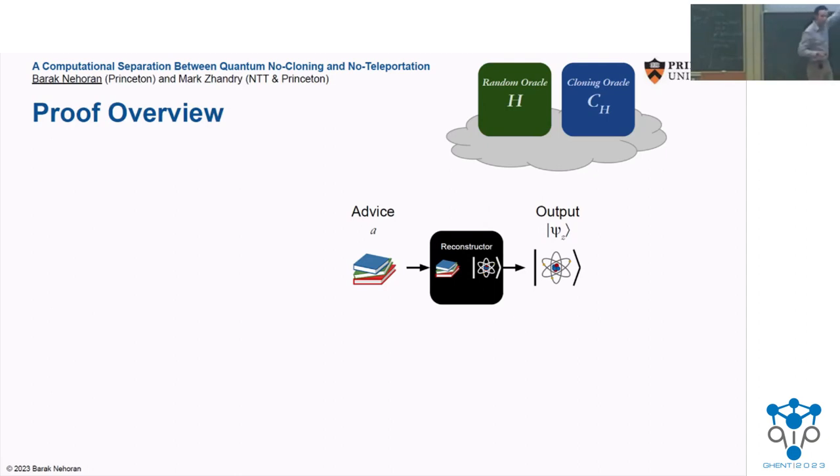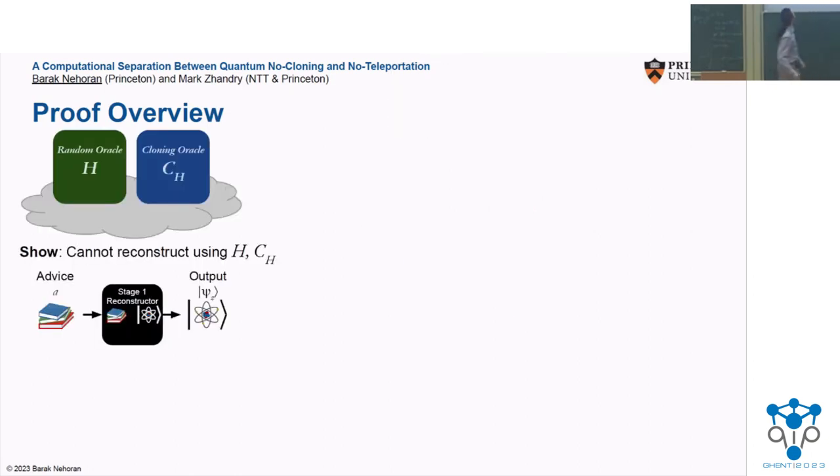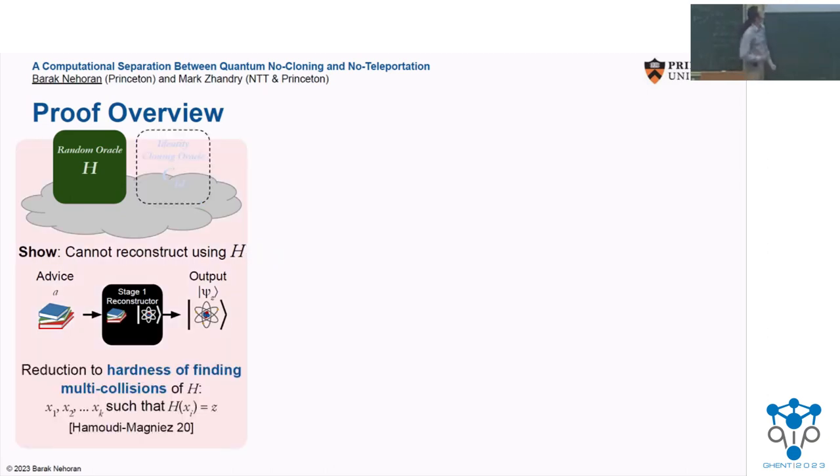And so what we want to show now is that given these two oracles, you cannot do this reconstruction. I want to say that we cannot reconstruct using both this random oracle and this cloning oracle, given this classical advice. And we do this in three steps. In the first step, we just completely ignore the cloning oracle. And what we say is that we cannot reconstruct if we just have access to the random oracle. And we do this by a reduction to the hardness of finding multi-collisions.